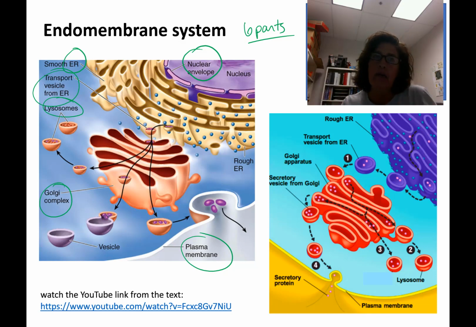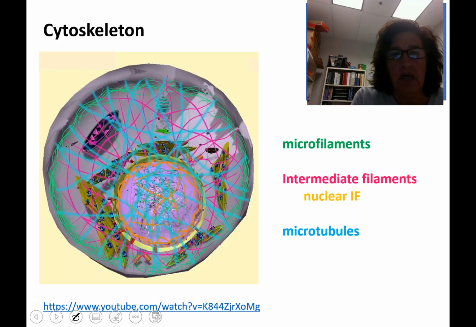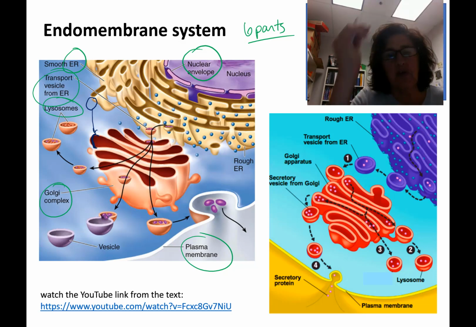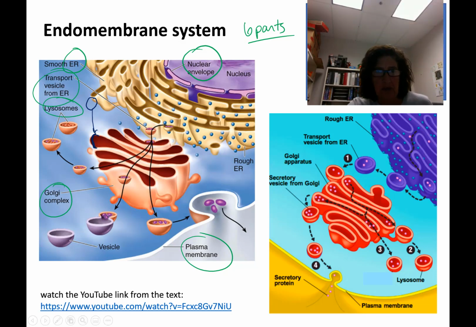Endo means inside, membrane system. And one of the reasons this internal membrane system works is, like I said, you can have vesicles. Let me do a different color. You can have vesicles bud off from, say, the smooth ER and go and smush into the Golgi and then bud off and go where it needs to go. And this is a YouTube link from your textbook. It's pretty good. Just walks you through the endomembrane system.